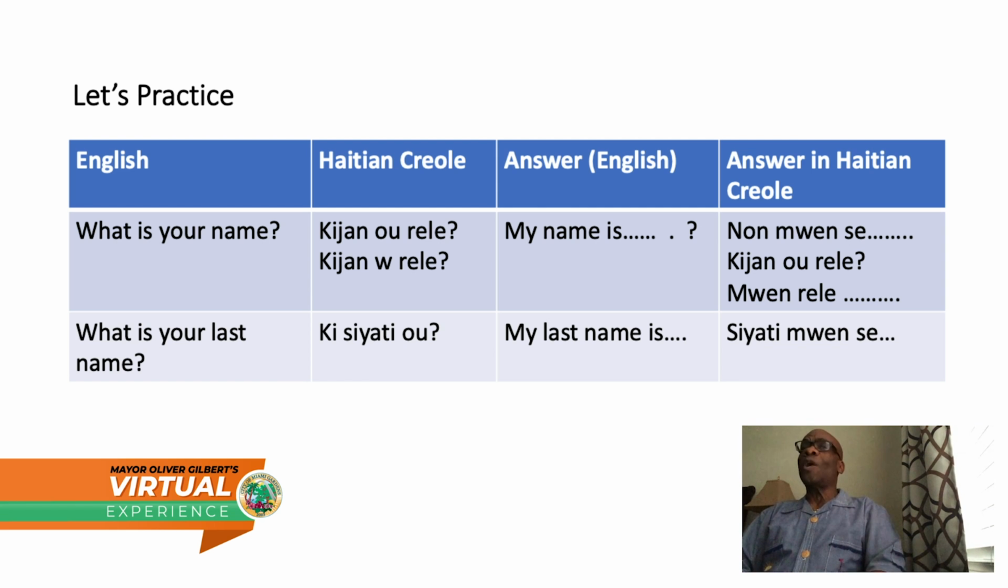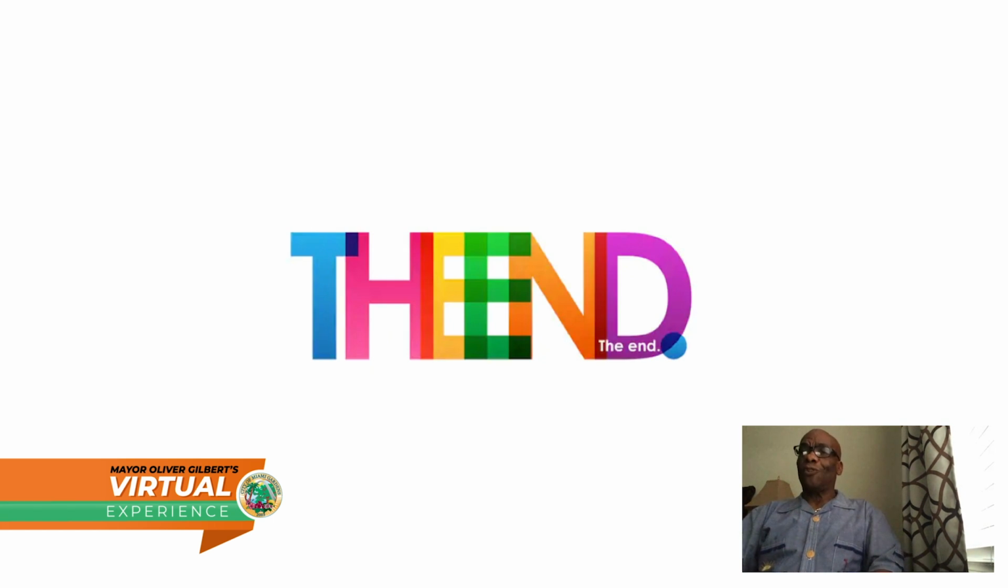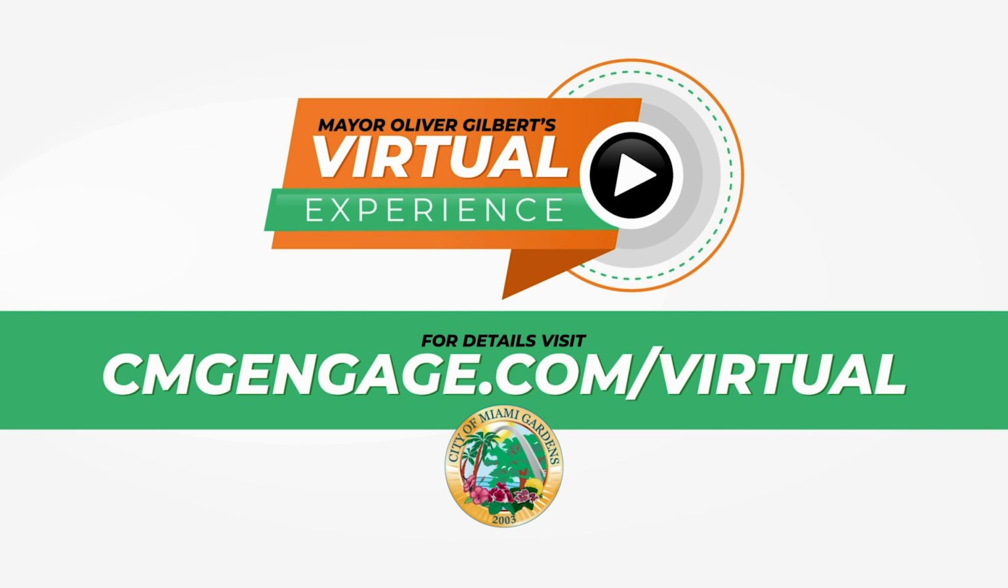Ou gen dormi? You are sleepy. Ou pa gen dormi. You are not sleepy. Okay. Li besoin l'argent. He needs money. Li pa besoin l'argent. He does not need money. Nou vle aller. We want to go. Nou pa vle aller. We don't want to go. Yo besoin voyager. They need to travel. Yo pa besoin voyager. They don't need to travel.